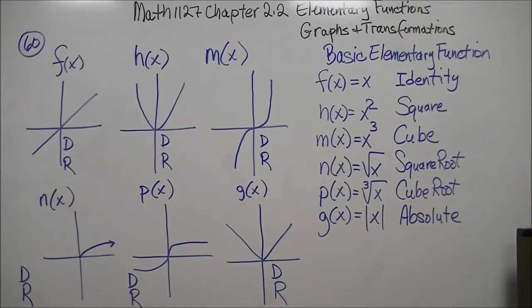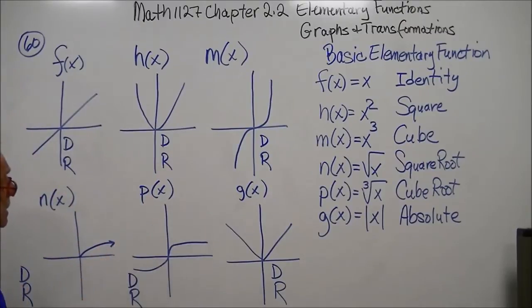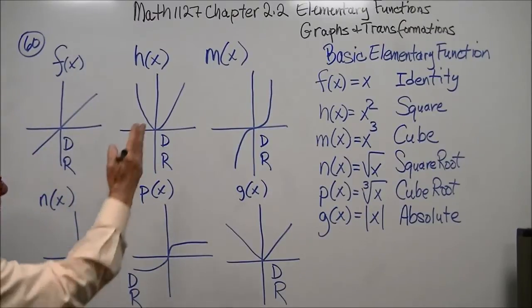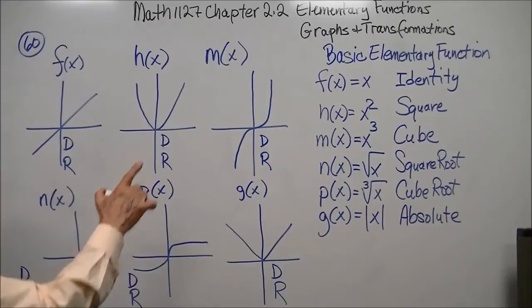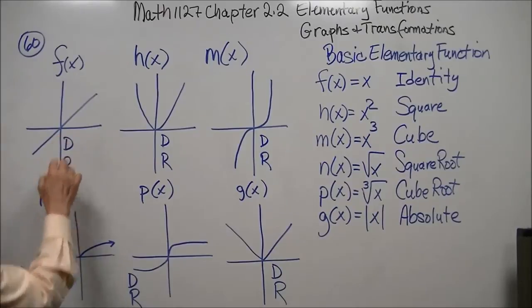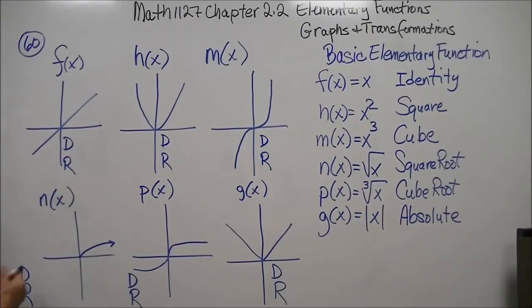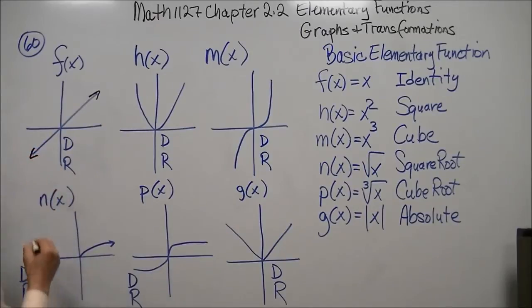Okay, now we're going on to page 60. We're going to look at the graph of these particular basic elementary functions. Now, for an identity, when you have the function of x equals x, you end up with a line that runs through the origin. And keep in mind that all of these have arrows at the end of the line.